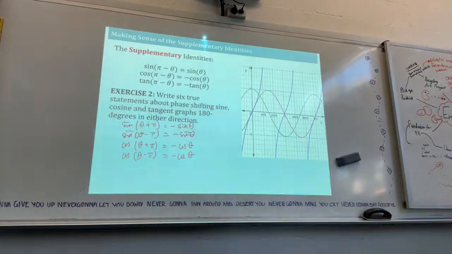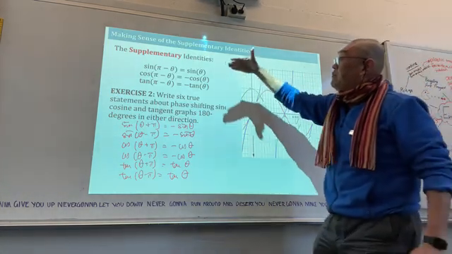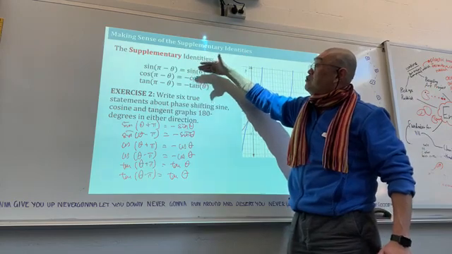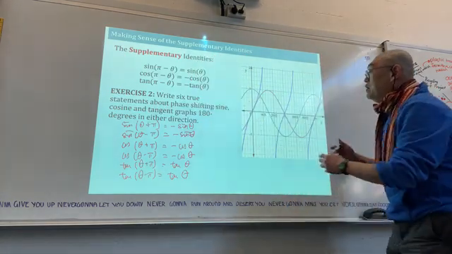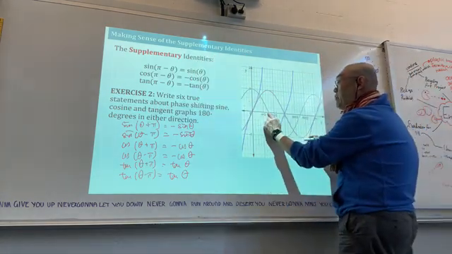Let's have a look at tan. Tangent of theta plus pi equals tangent of theta. Tangent of theta minus pi equals tangent of theta. Now, basically, you got to think about what the period is. The period of sine and cos is 2 pi, whereas the period of tan is pi. So what happens if I move this by pi?